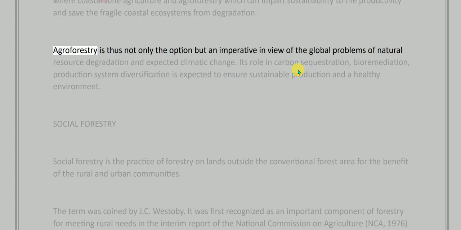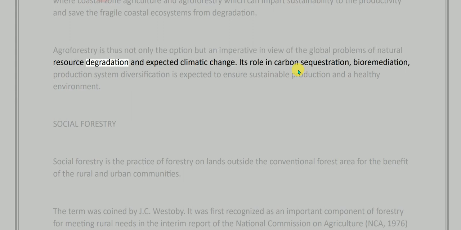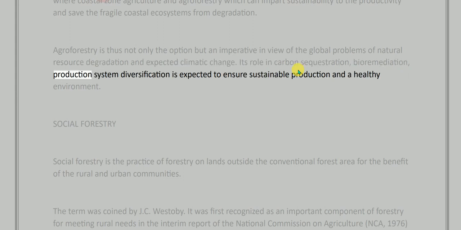Agroforestry is thus not only an option but an imperative in view of the global problems of natural resource degradation and expected climatic change. Its role in carbon sequestration, bioremediation, production system diversification is expected to ensure sustainable production and a healthy environment. Social forestry.